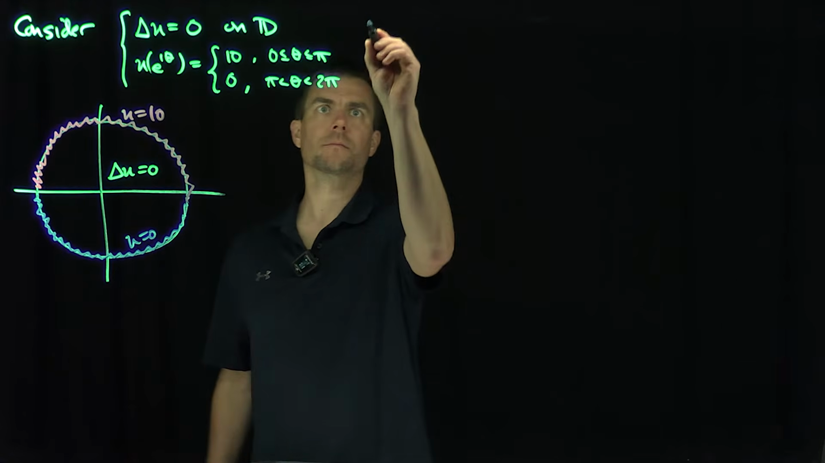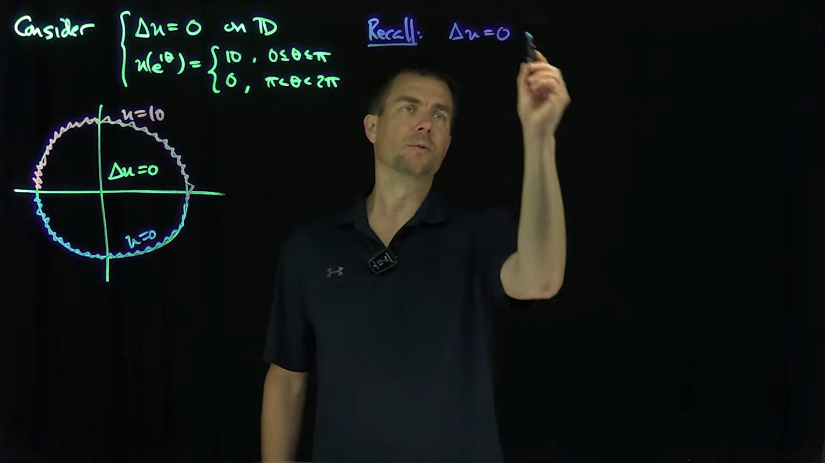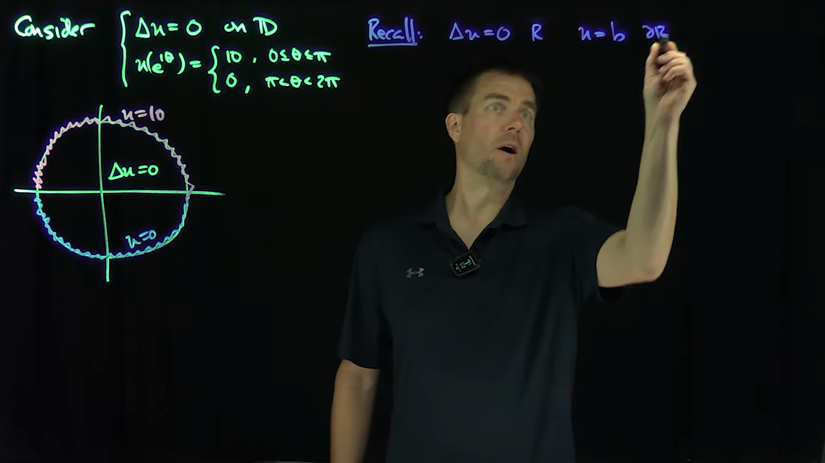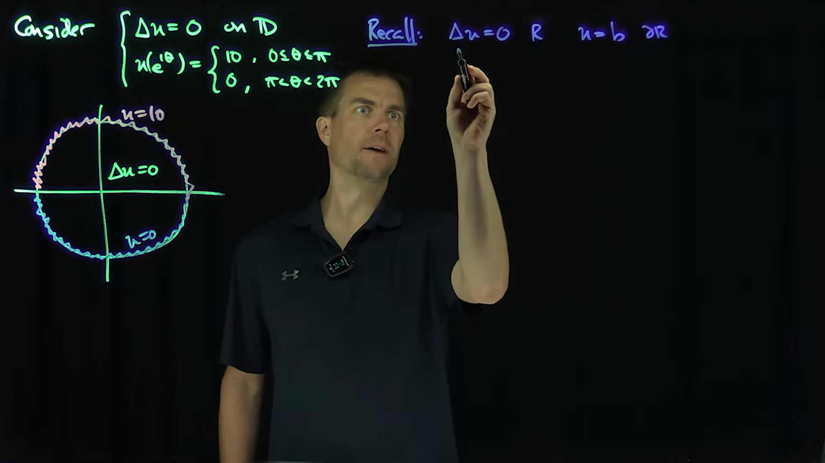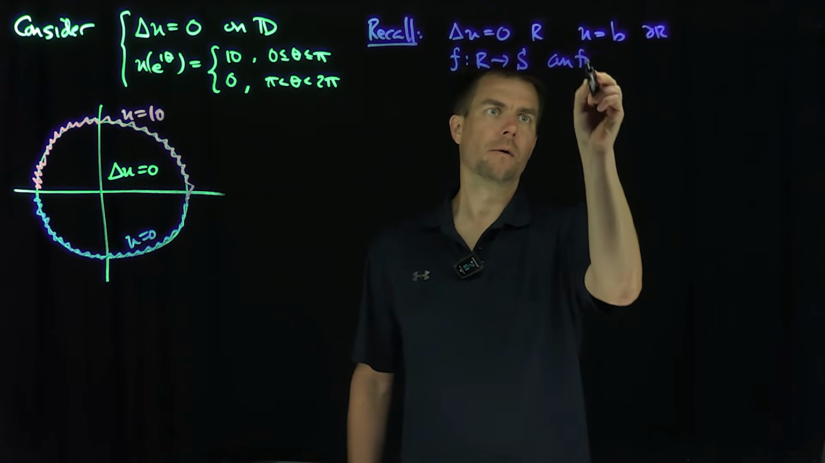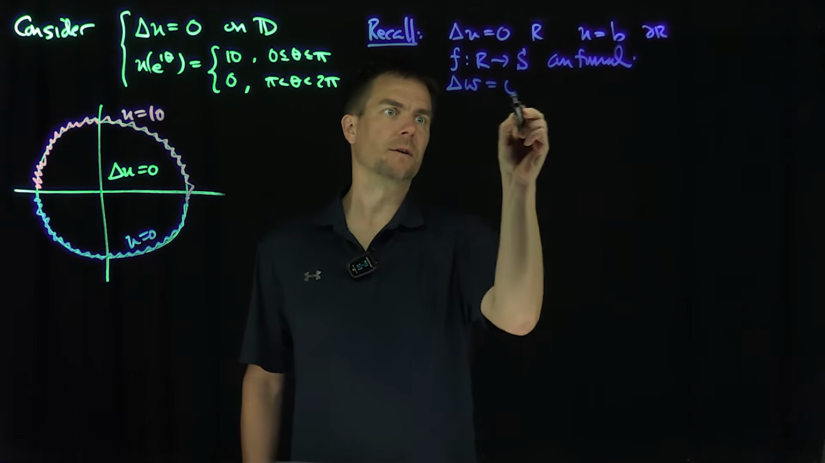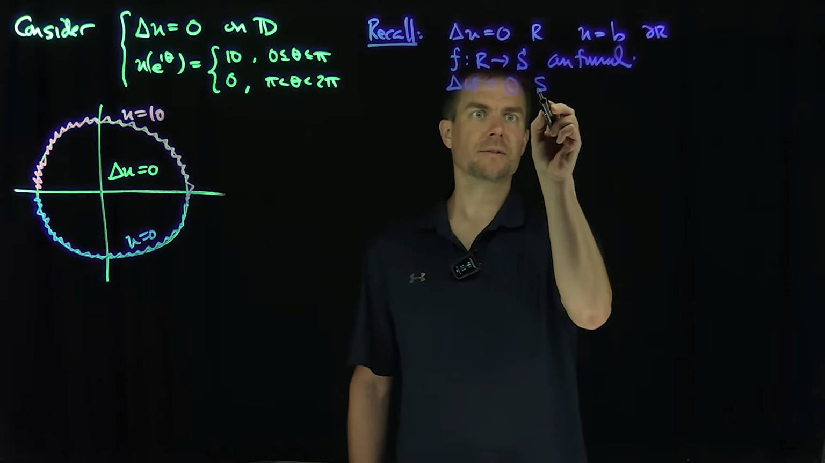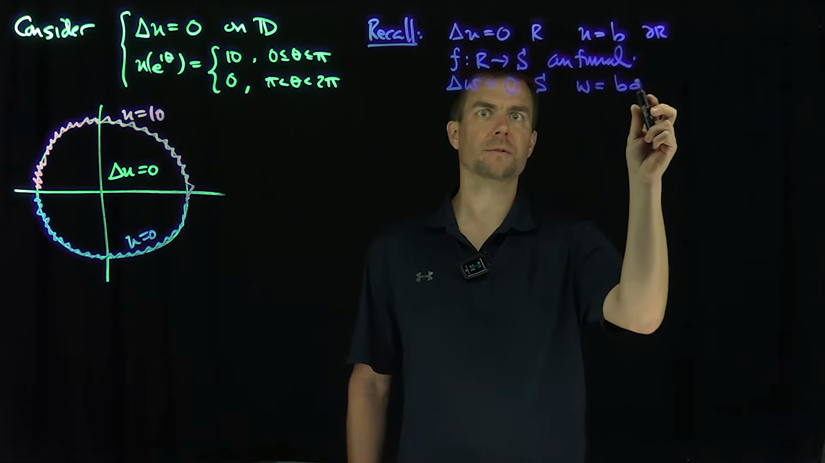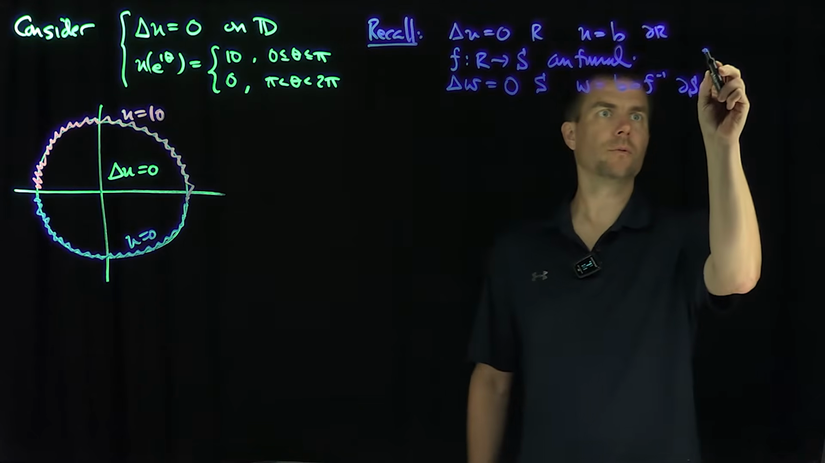So recall, if I want to solve Laplacian U equals 0 on a region R, with U equals B on the boundary of R, then what we can do is find the map F that maps R into S, a conformal map. And then I solve this problem: Laplacian of W is equal to 0 on S, and I want W to be equal to B composed with F inverse on the boundary of S.